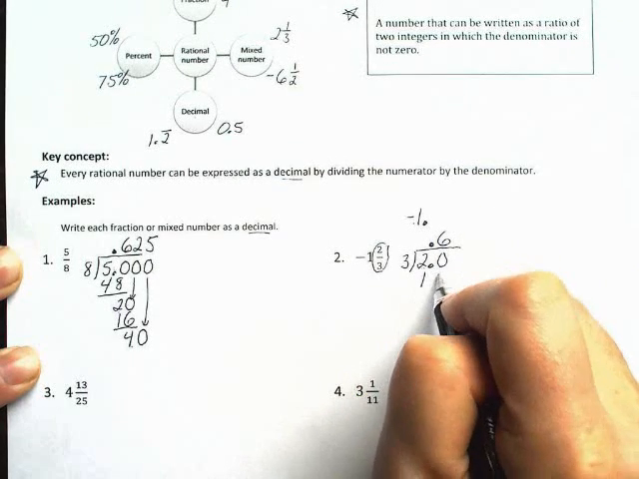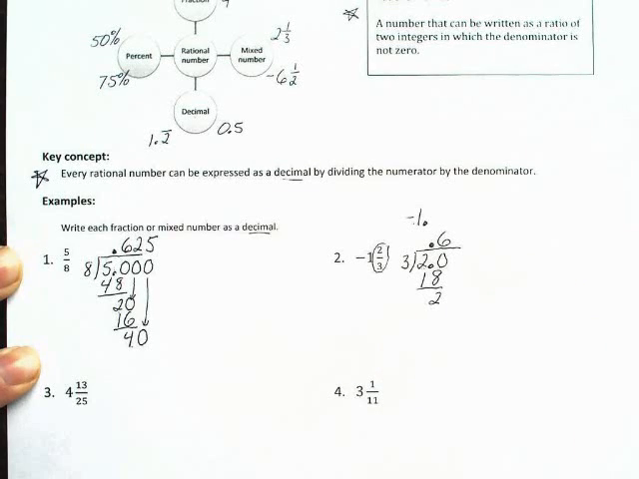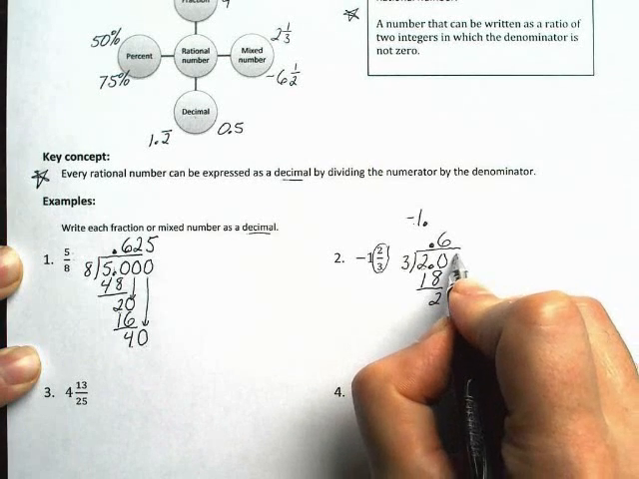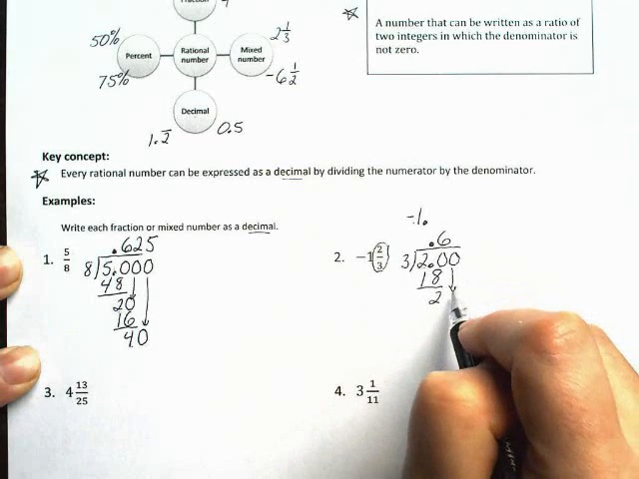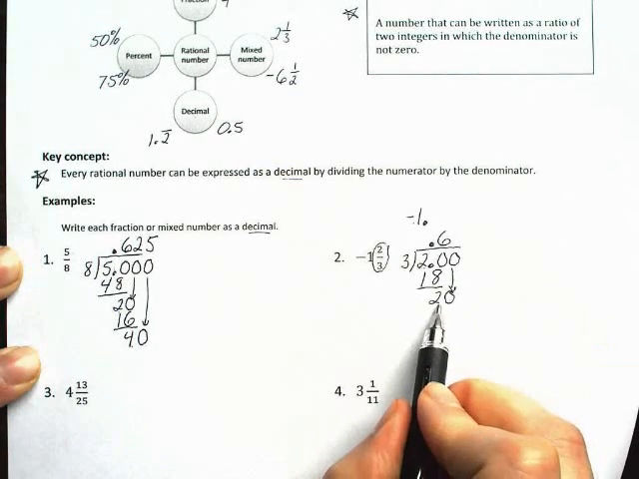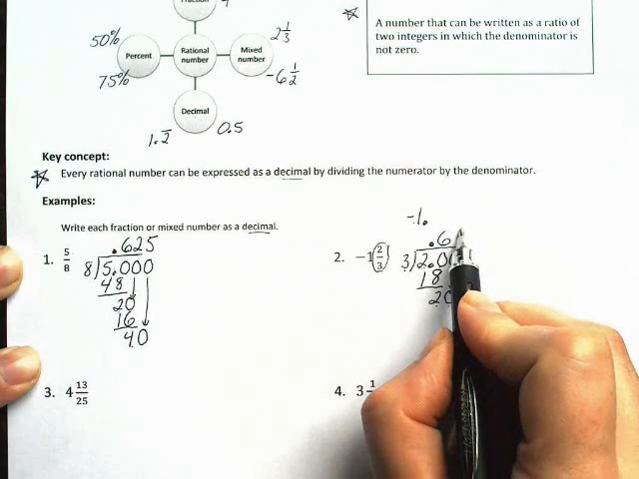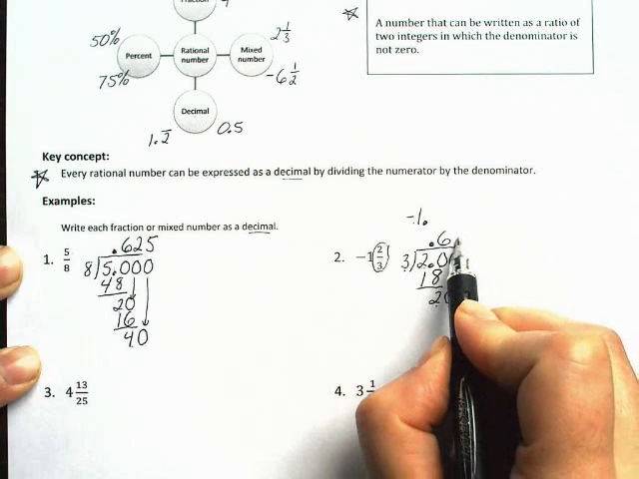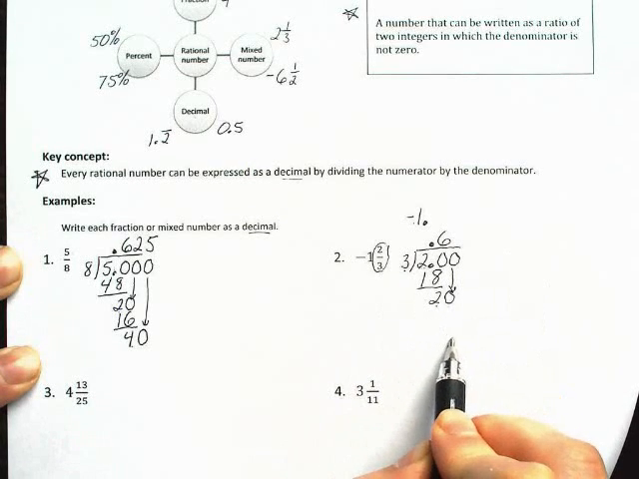3 divides into 20 6 times. 6 times 3 is 18. And subtract, that makes 2. Then we could add another 0 in there, drop it down next to the 2 to create 20 again. And 3 will divide into 20 6 times. 6 times 3 is going to make 18. When you subtract, it's 2.